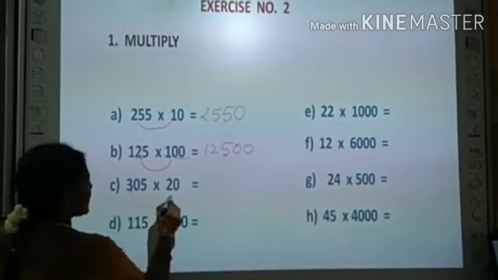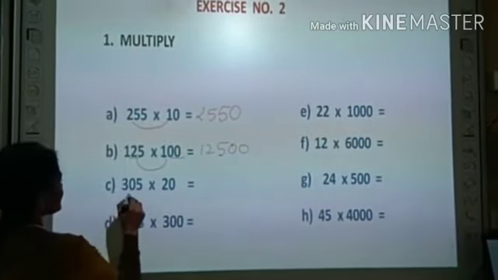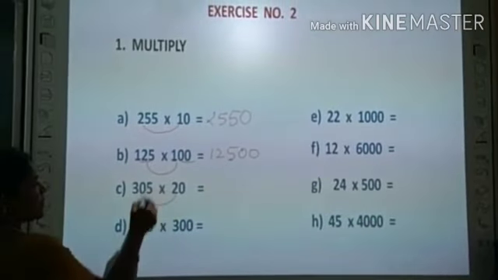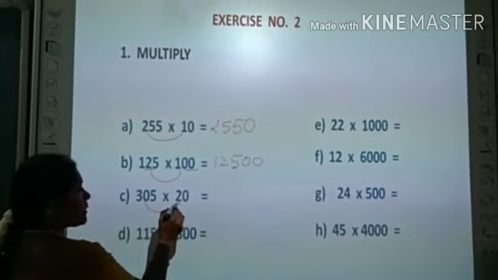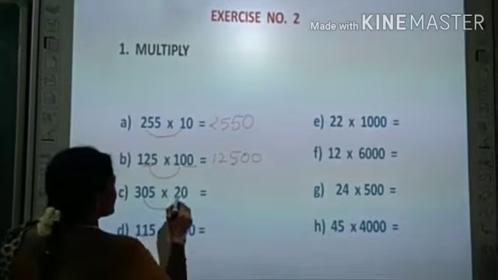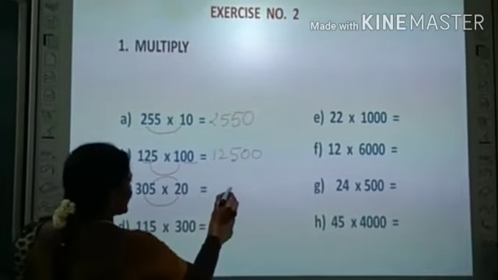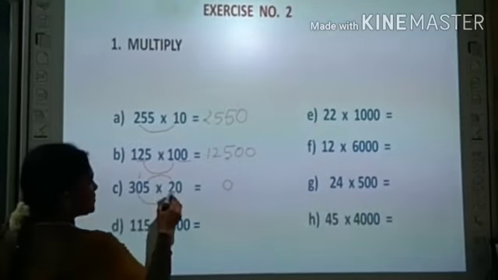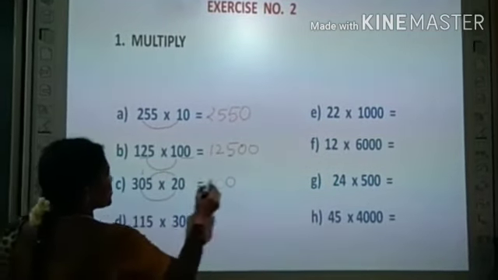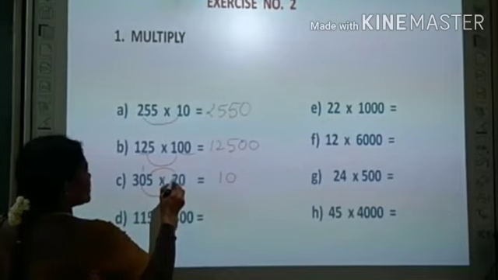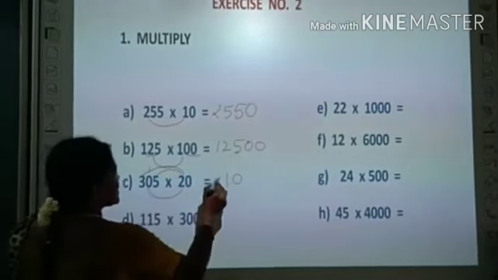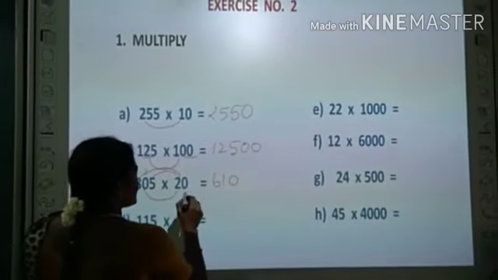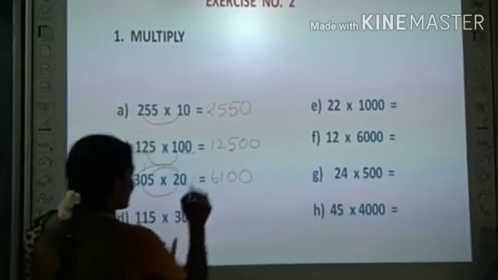Again 305 into 20. First we should multiply by 2. So 2 5s are 10. Then we put 0. Then 1 is carried over to the tens column. 2 zeros are 0. 0 plus 1 is 1. Then 2 3s are 6. So 610. Then you put 1 zero to the right.